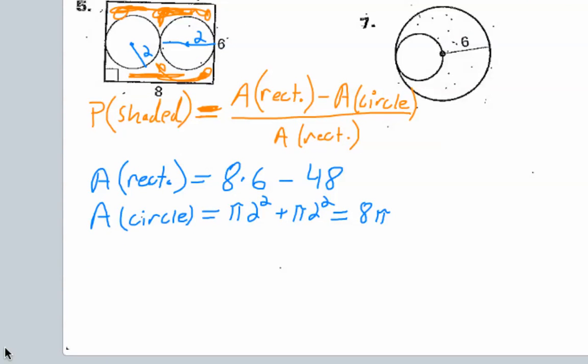Now we're just going to actually find the probability. So once again, the probability of the shaded region is going to be the area of the rectangle minus the circles. So 48 minus 8 pi, divided by 48. Once again, if it ever loads. If you put this in your calculator, you find the probability is about 0.47.